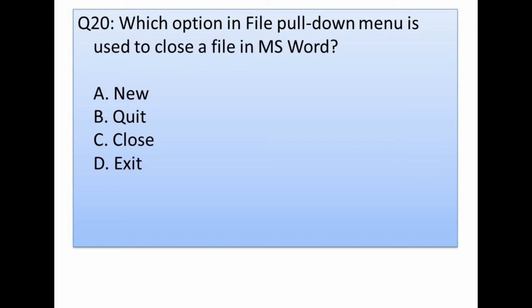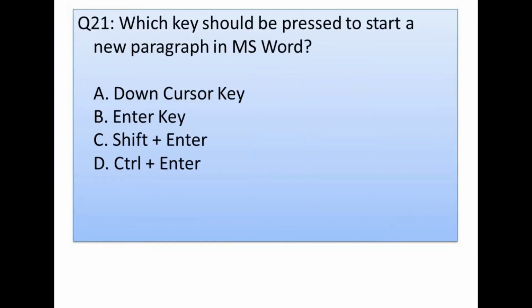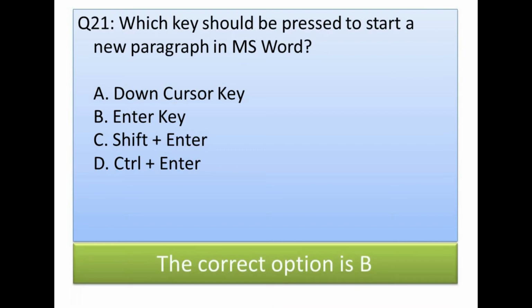Which option in file pull down menu is used to close a file in MS Word? New, quit, close, exit. So the correct option is C. Which key should be pressed to start a new paragraph in MS Word? Down cursor key, enter key, shift plus enter, control plus enter. So the correct option is B.